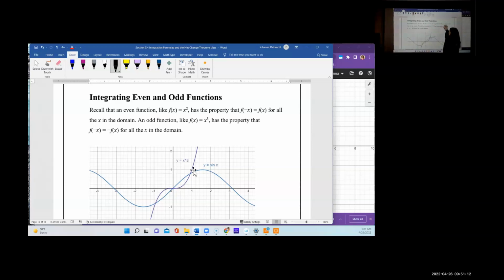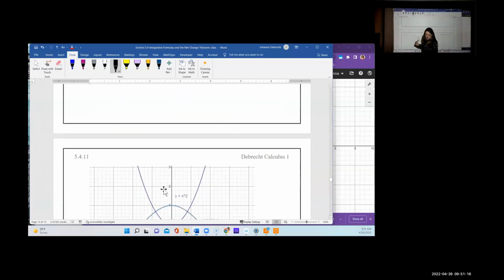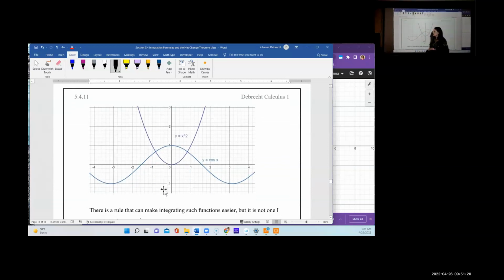So an even function is like x squared, and it has the property that f of negative x equals f of x for all the x in the domain. Now, this is actually an odd graph, so let's look at an even one. So here's an even one right here. Here's x squared. What does that mean? Well, if I take 1 and square it, I get 1. If I take negative 1 and square it, I still get 1. That's even.